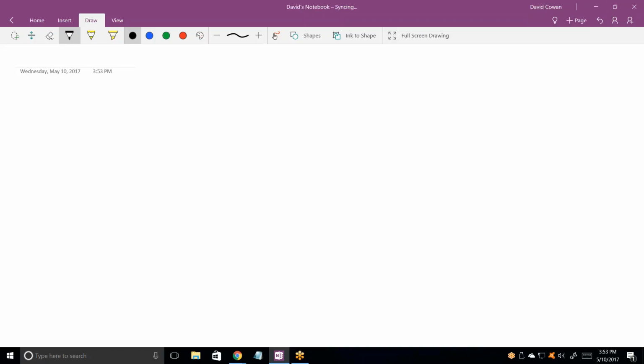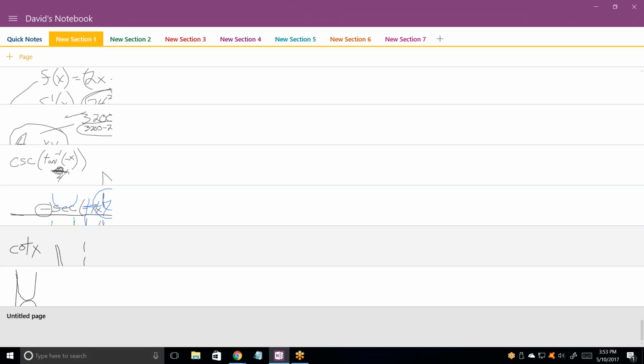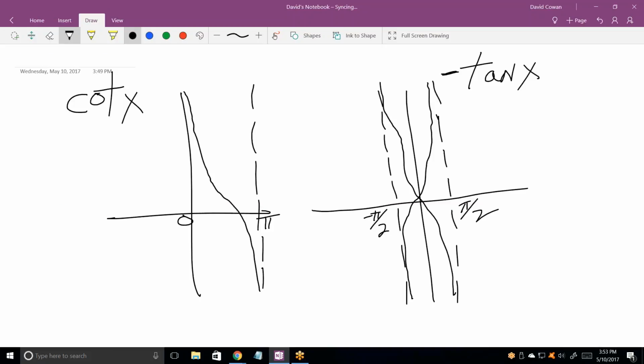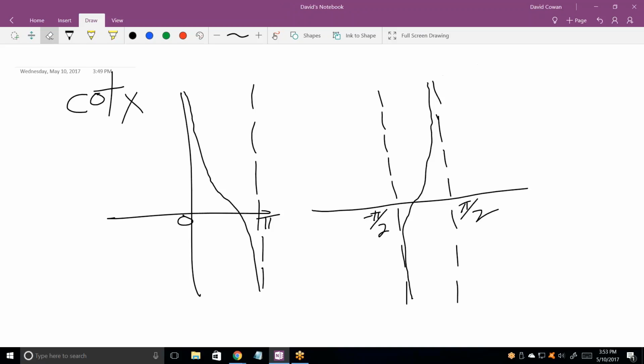But tangent and cotangent do not. Tangent and cotangent look exactly like I had drawn them. Just like that. And you just have to memorize it. And don't let me confuse you by drawing this negative tangent. That's the tangent of x right there.